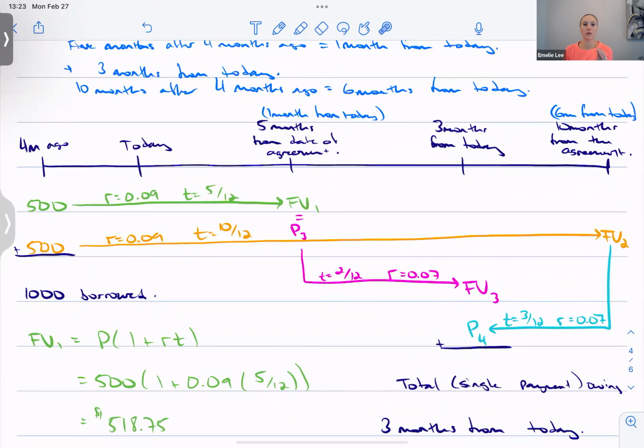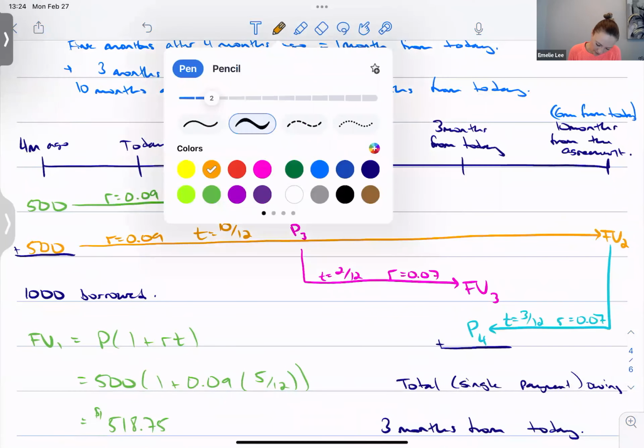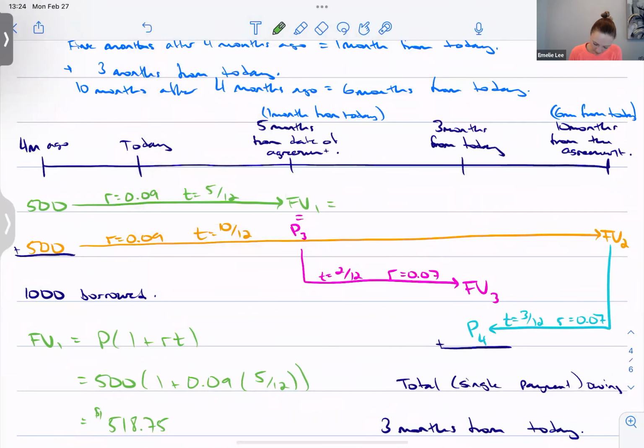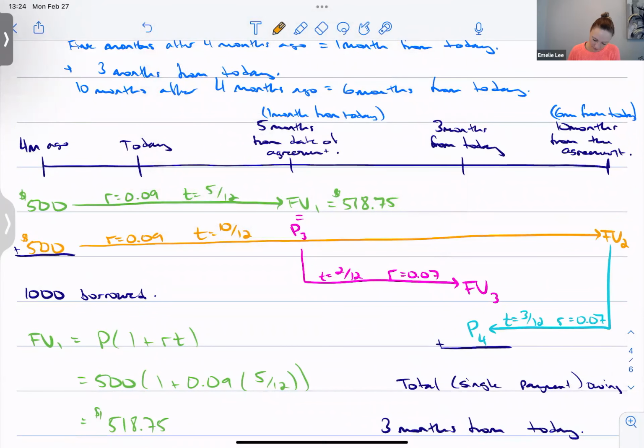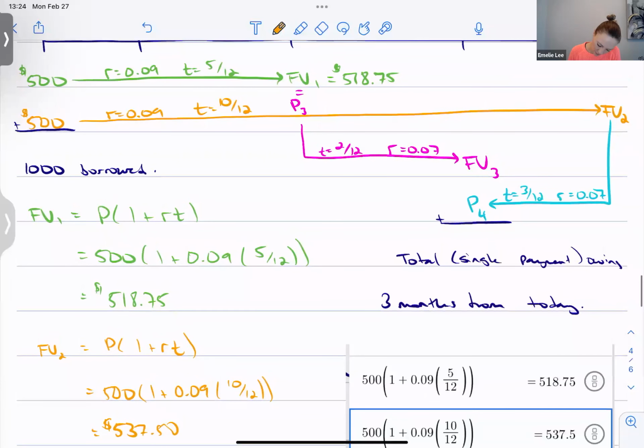So now what you could do if you wanted to is jot down these numbers on here, right? So $500 after 5 months, she has to pay back $518.75. And $500 after 10 months, she has to pay back $537.50. We didn't have those values on there earlier though, right? So don't let those throw you off.